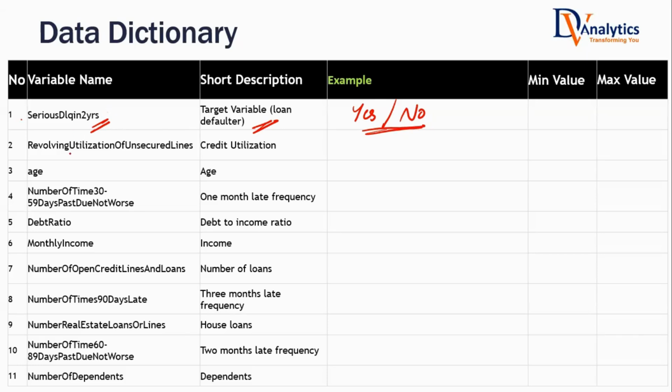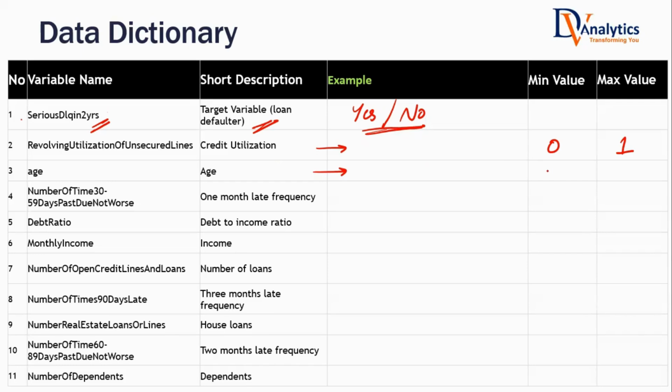The second one is revolving utilization of unsecured loans and lines. Simply, this is known as credit card utilization percentage or monthly utilization. What are the values that it will take? Monthly utilization. Minimum value, how much will it take? 0 to 1. Monthly utilization percentage. All of you clear on this variable, monthly utilization percentage? Yes, sir.